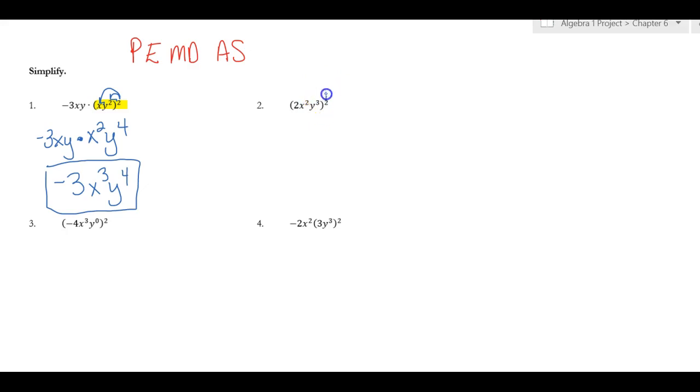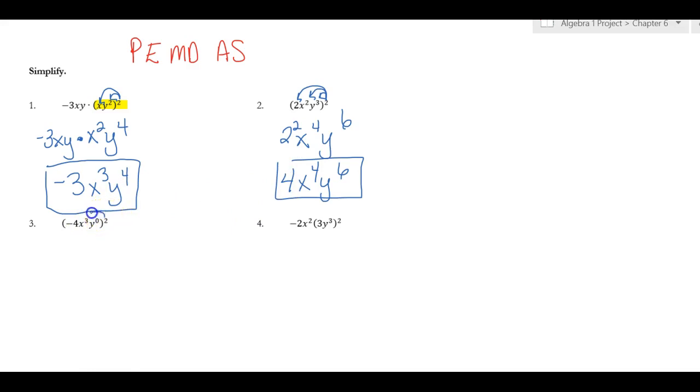Okay, so for 2, you just had to distribute, and so that becomes 2 squared x to the 4th y to the 6th. And I do want you to simplify 2 squared. 2 squared is just 4, so it's 4x to the 4th y to the 6th. And that's the answer for 2.